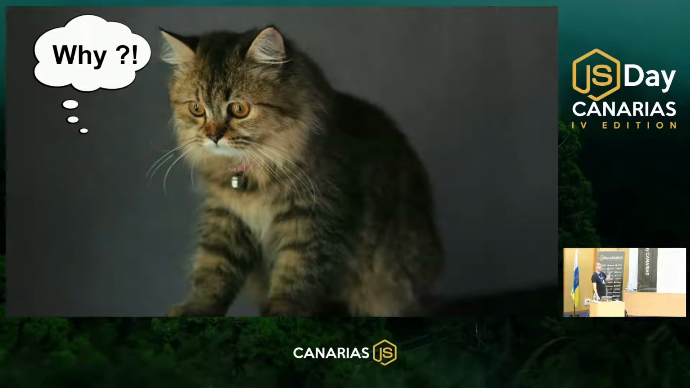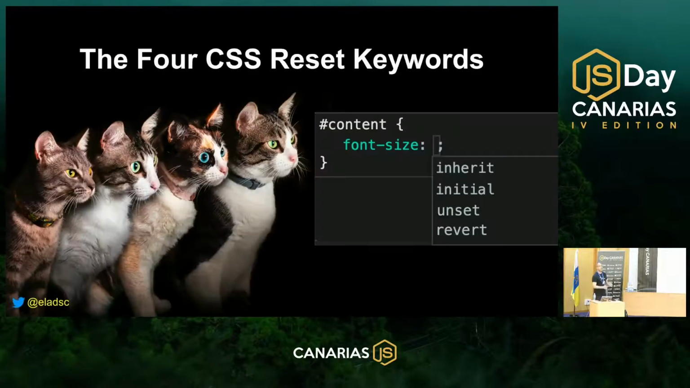And to understand why we are not seeing it, we need to talk about something else. We need to talk about the global CSS reset keywords. In CSS, we have four values that we can use on any property. I'm talking about the inherit value, the initial value, the unset value, and the revert value.